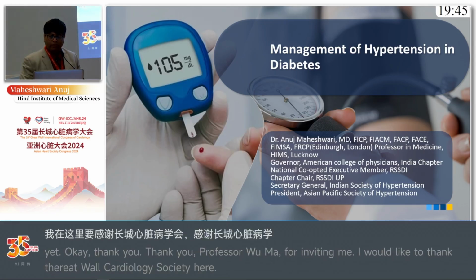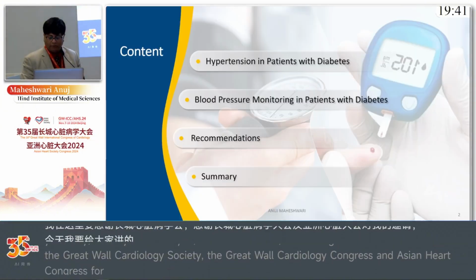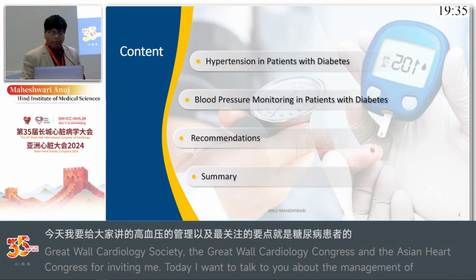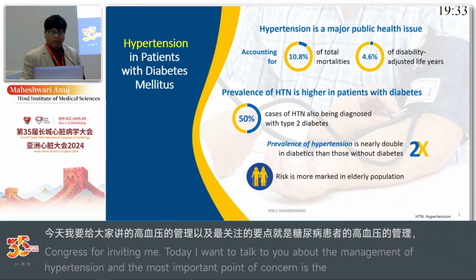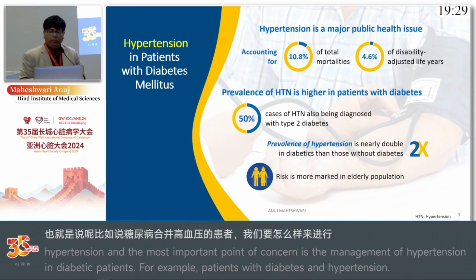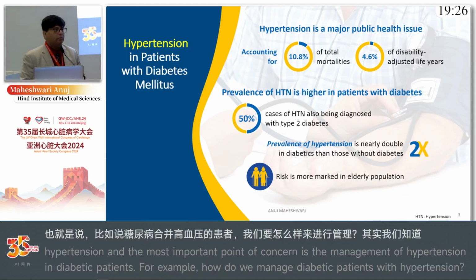So I shall be telling you about the management of hypertension, specifically in patients with diabetes. The contents would be the story of hypertension in patients with diabetes, how we can monitor, what the recommendations are, and a summary. As we all know, hypertension accounts for 10.8% of total mortalities.